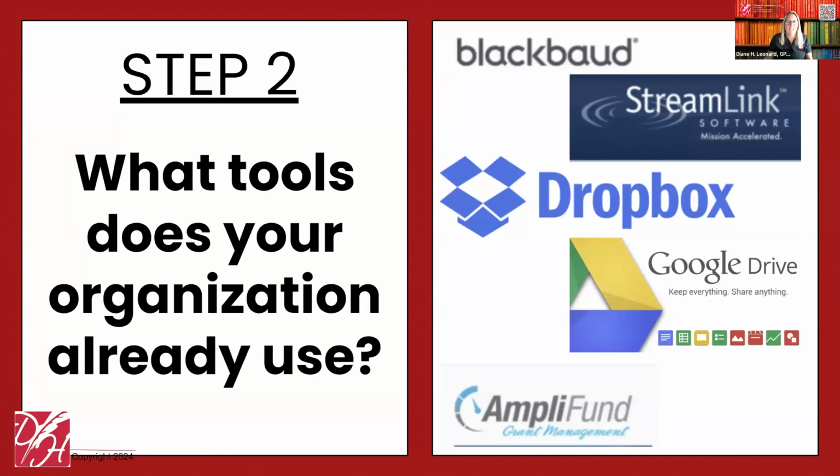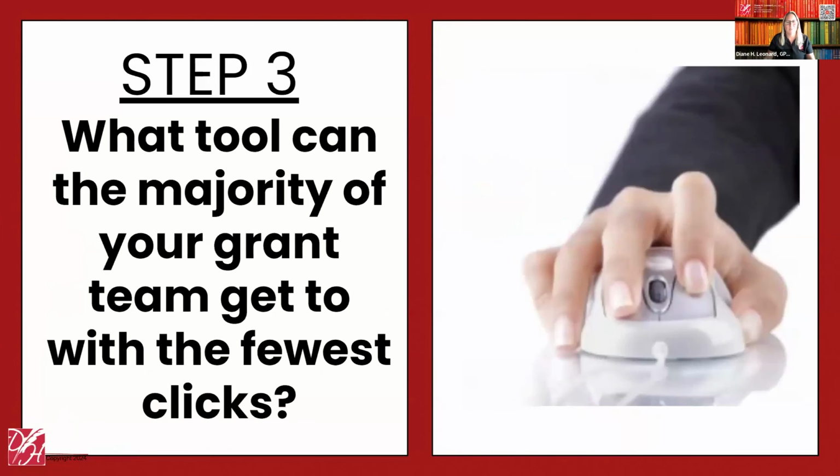All right. So now this one gets a little trickier. Step 3. This is not about you. This is about the rest of your team. Whoever you have just put onto your team, what tool, so I want one answer, what tool can the majority of your grant team get to the fastest? Think about how many clicks it takes for them to get there. Who can get there the fastest? What is that tool?